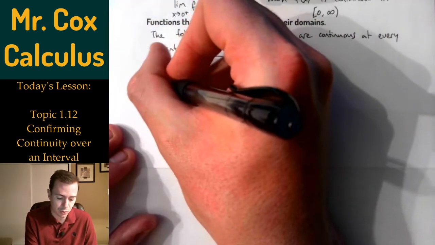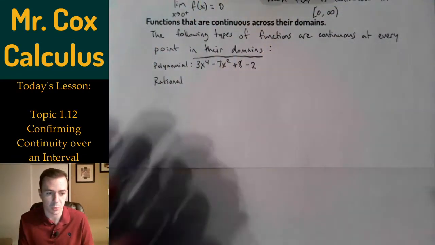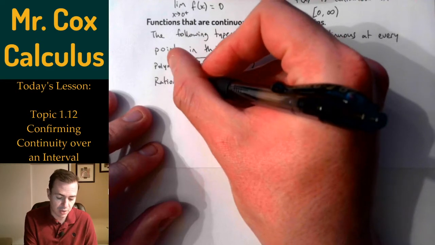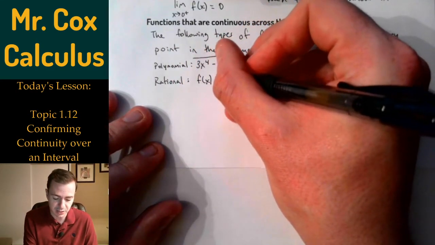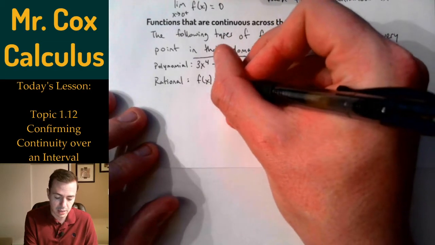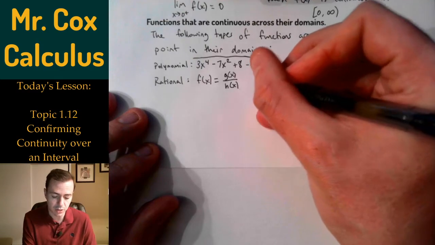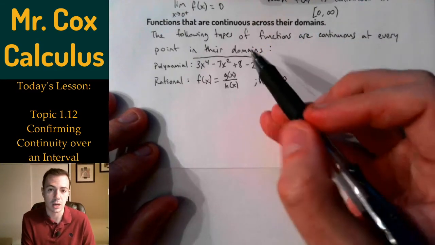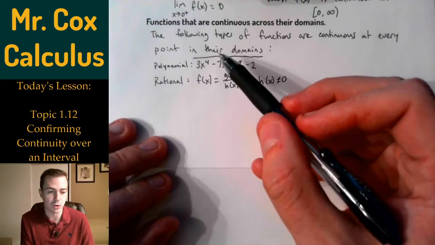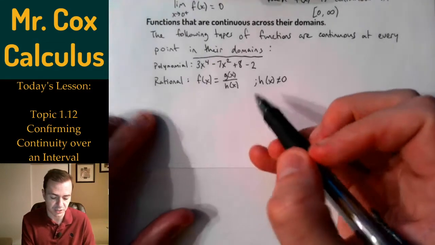The same is true for rational functions, and again, this is where it's important we say that we're in the domain. So if we describe a function, let's call it f of x, as equaling g of x over h of x, as long as we are talking about where h of x is not equal to 0, which would exclude that value from the domain, that function is going to be continuous across its domain.